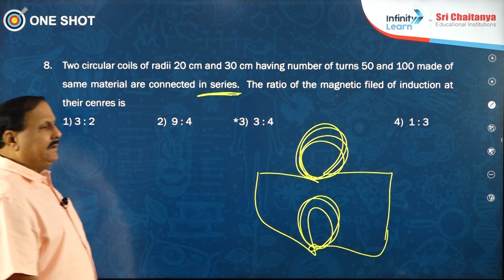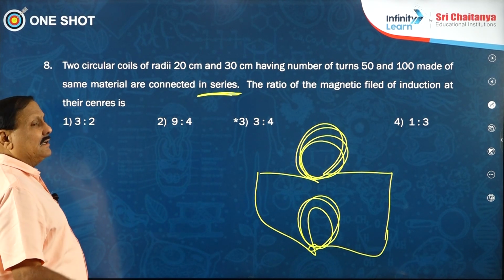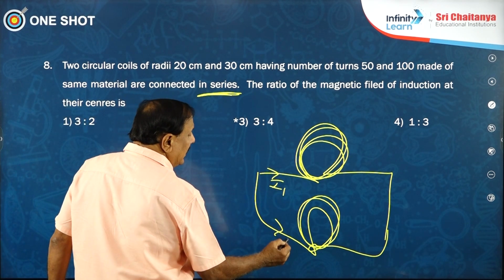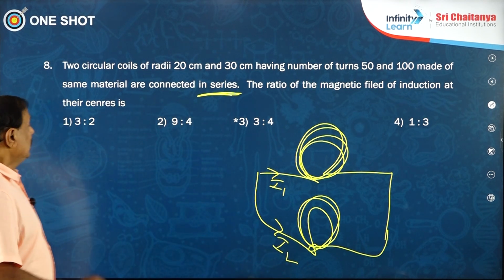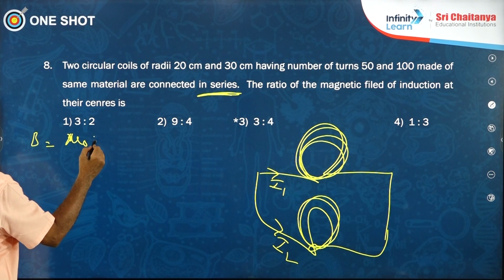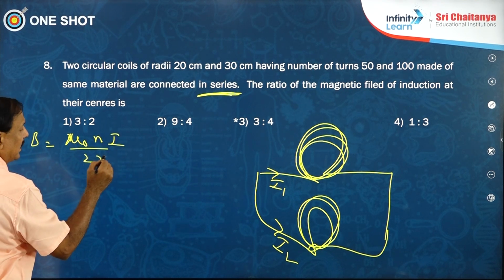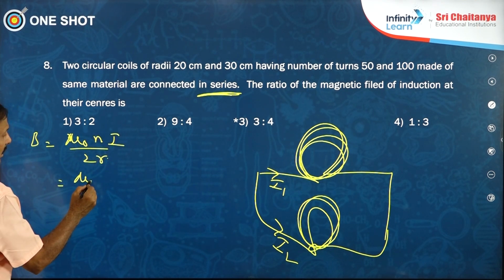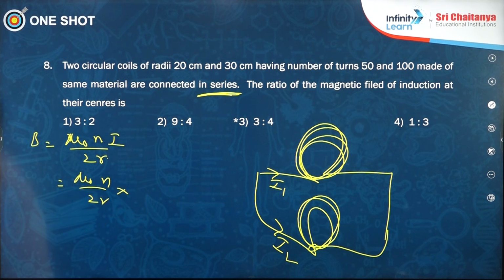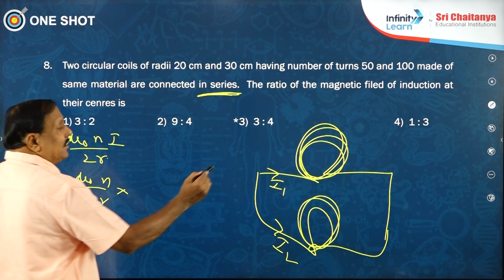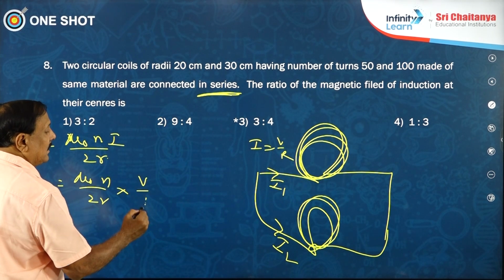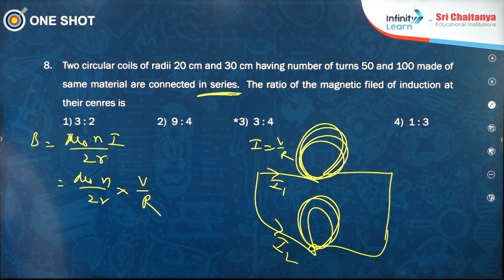Listen very carefully. In parallel combination, currents are not the same. Here the current is I1, here the current is I2. So, in the formula B is equal to mu naught N I by 2R, in this formula, mu naught N by 2R into I, I can be written using Ohm's law as I is equal to V by R.